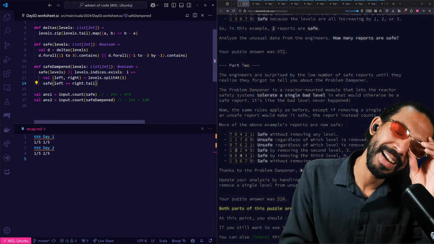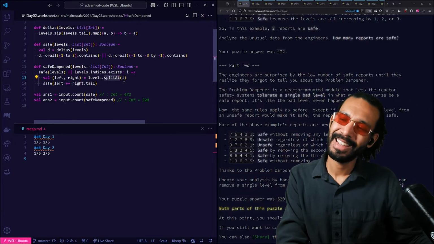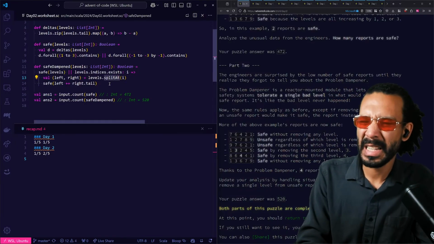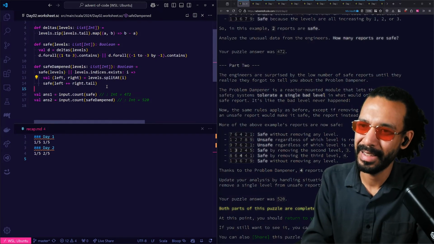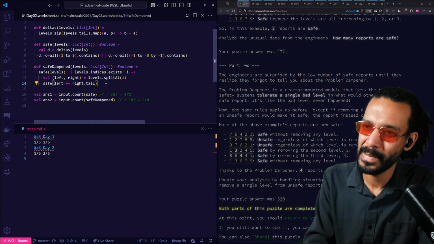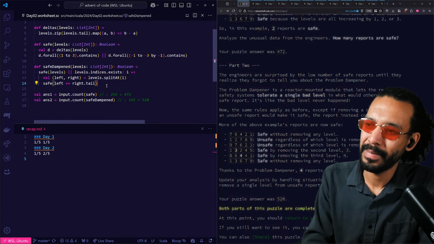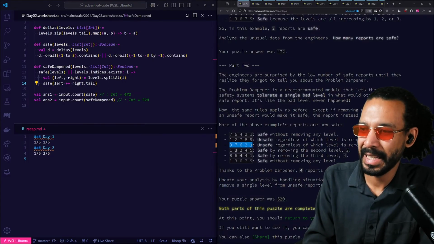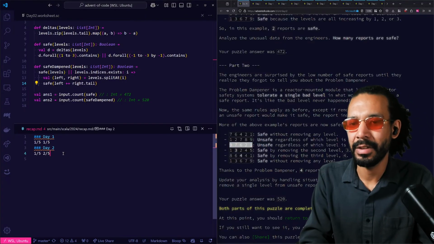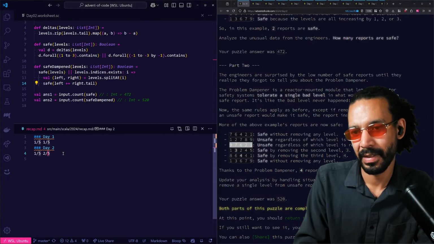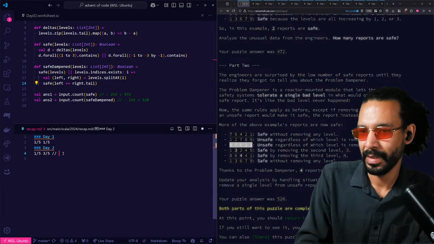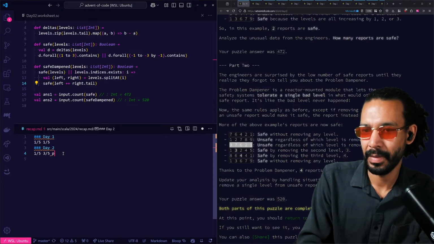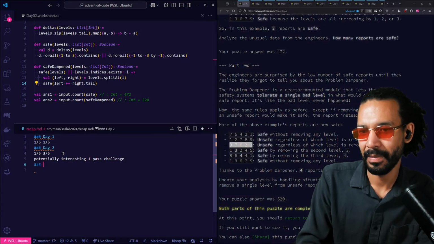Oh wait, this twist. This twist had me wasting some time, didn't it? Because if you try to do it in one pass, it's harder. So there's a potentially interesting challenge there. So there's a potentially interesting one pass challenge. Okay.